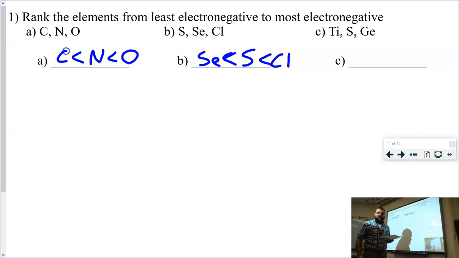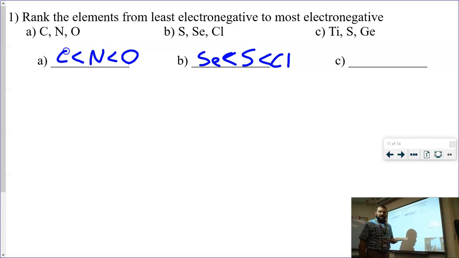It's just kind of a matter of understanding that elements up and right are more electronegative, elements down and left are less electronegative. All right, last one. Titanium, sulfur, and germanium. Let's see, where's my titanium? There it is. Element 22, element 16, and element 32.